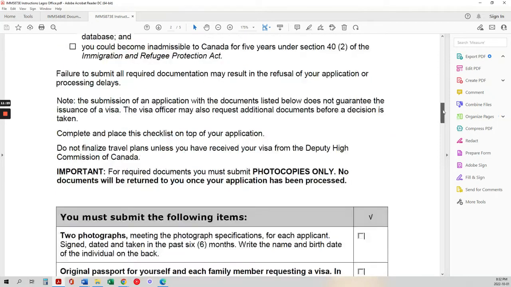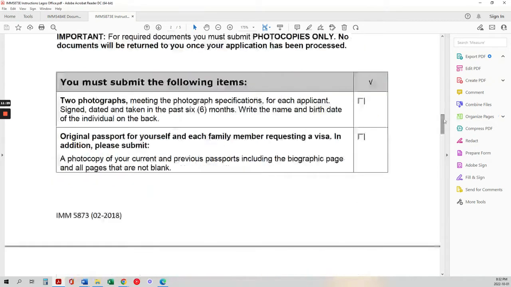Also placed on top of your application, you must submit the following 2 photographs. Write the name and birth date of the individual on the back. Original passport for yourself and each family member. Now, some of this is repetitious, but it's always good to do an overview.